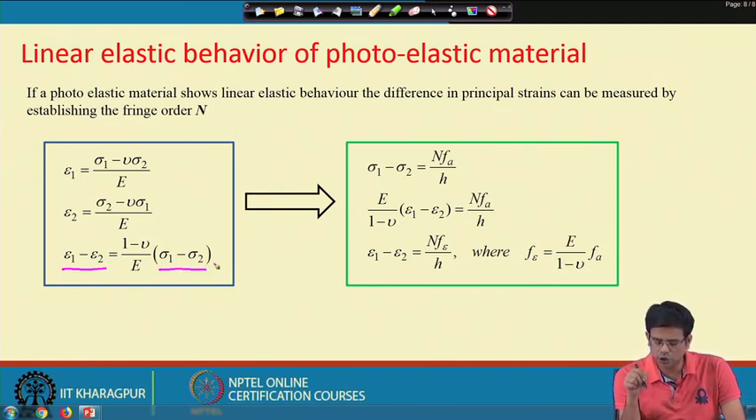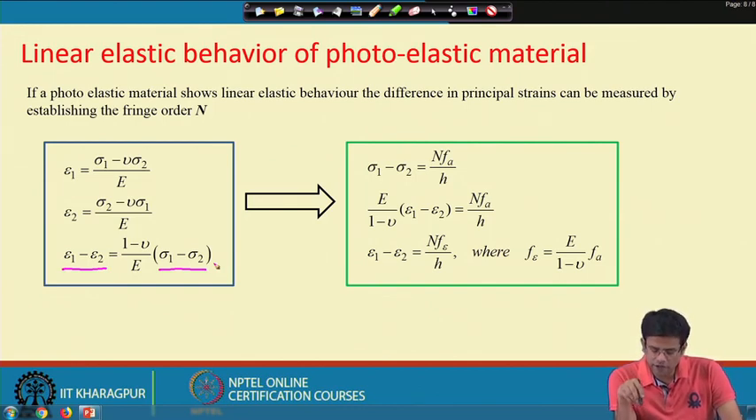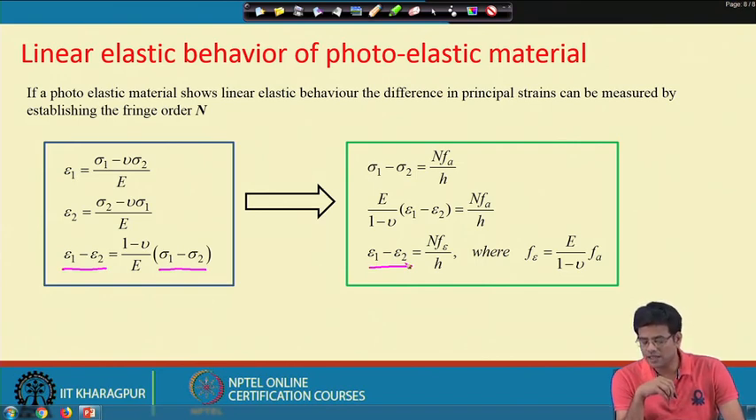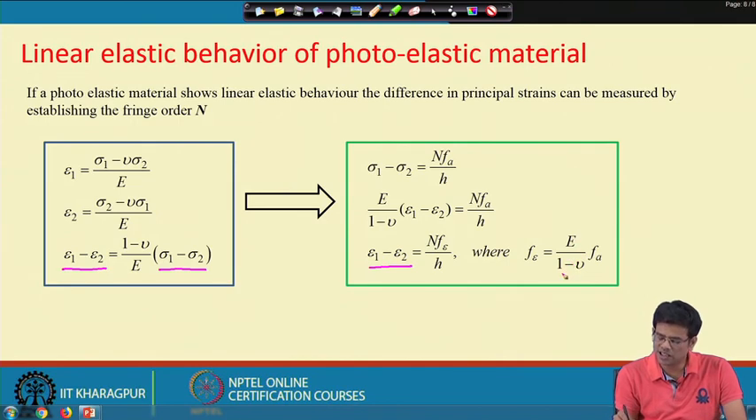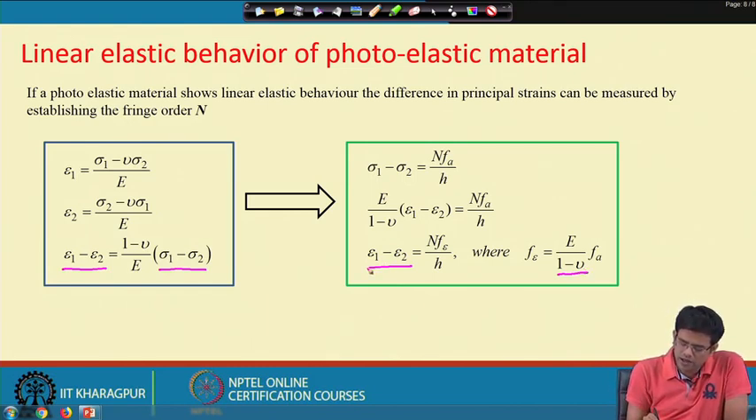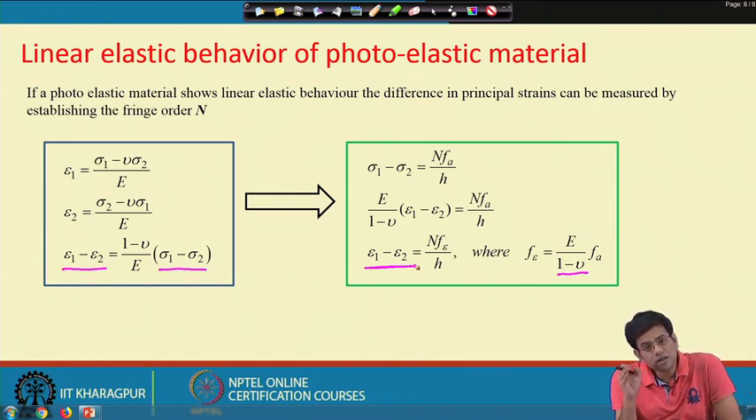If we plug this into the stress optics law, finally we can find that the difference in principal strain is N epsilon by h. Now, N epsilon is essentially the material fringe constant, with the material parameters involved in it. So E by 1 minus nu is for the plane stress condition. This E by 1 minus nu into F sigma is essentially your material fringe constant for the principal strain difference. So, finally, we can find the difference in principal strain from the stress optics law.